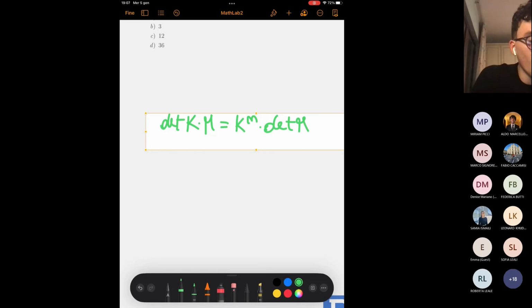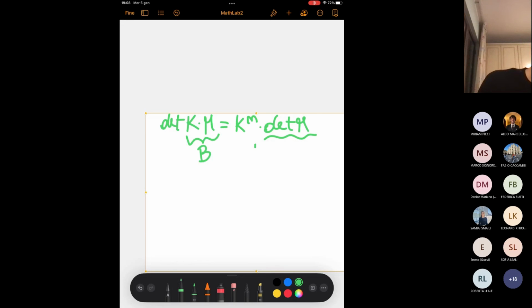Okay, so what can we say about it? We can just say that here we know that A and B are these two matrices, and the determinant of A, which in this case would be M, is known. But we also know that B is 2A. So the determinant of B will be equal to the determinant of 2A.